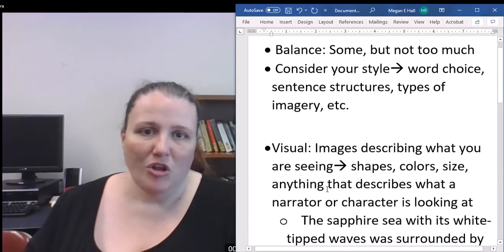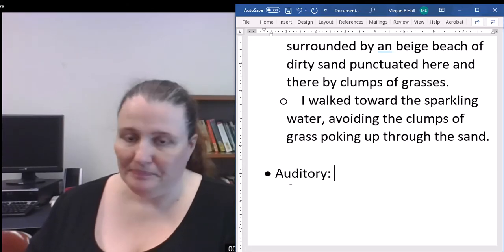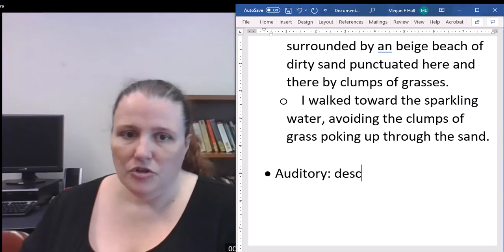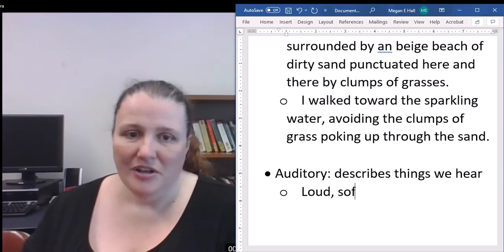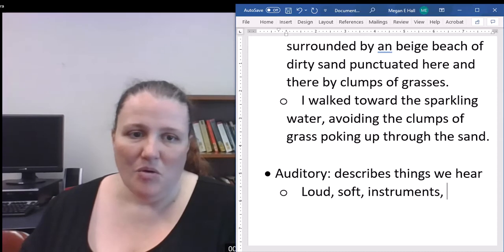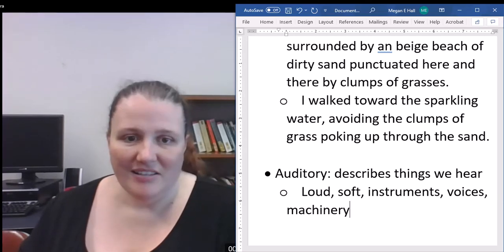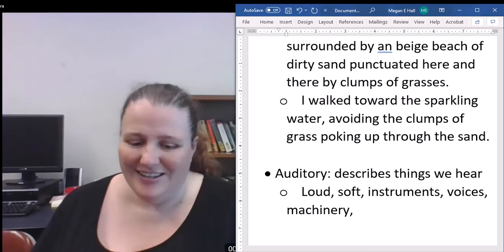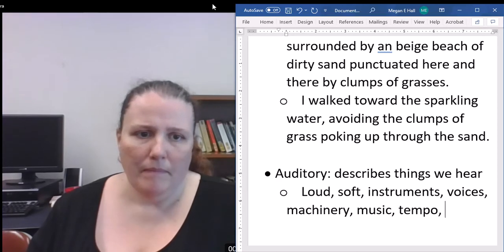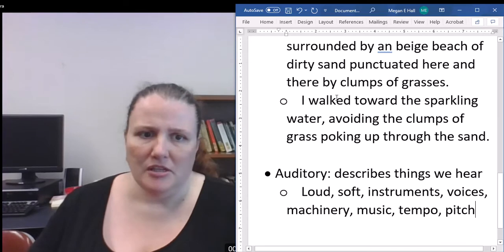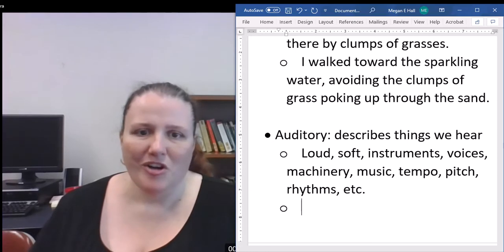All right, visual. Now we move to auditory. So, auditory imagery describes things we hear. So we have loud, soft, we have instruments, we have voices, we have machinery, the sounds of the city, so to speak. Other things, music, tempo, pitch. These do not always have to do with music, but these are just things that you would consider rhythms, etc. Describing how we hear things.